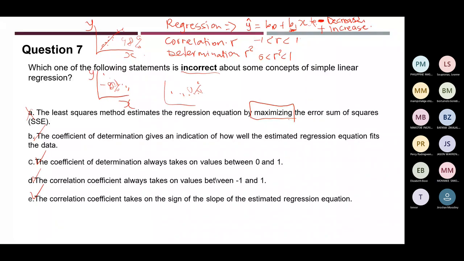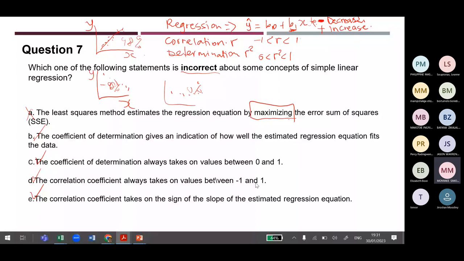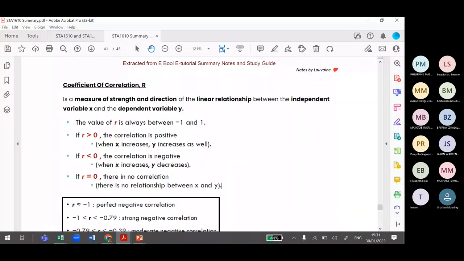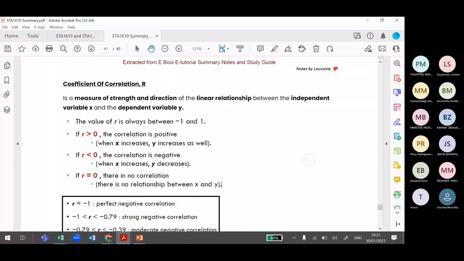So you need to go and learn about the regression. Let's go to the summary notes, like I said, because this is the last chapter section that we're going to do. So you're going to learn about the scatter plots, and then here are the explanations in terms of how you interpret the coefficient of correlation.